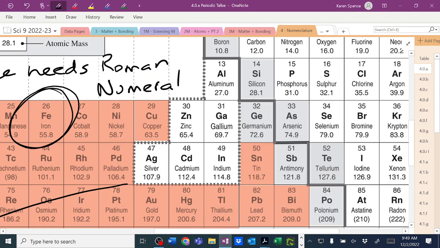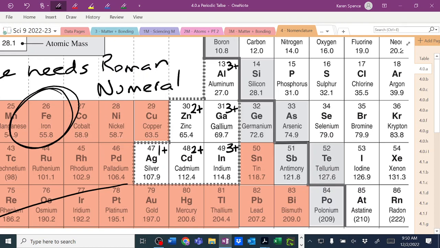Same thing for this little mini staircase in here. Remember that there are 3 of these guys here, 1, 2, 3, in that column. So their charge is 3+, 3+, 3+. There's 2 guys in this column, 1, 2. So these guys are both 2+, 2+. And silver, there's only 1 there, so it's just 1+. Do they need Roman numerals? No, because you know what their charge is.